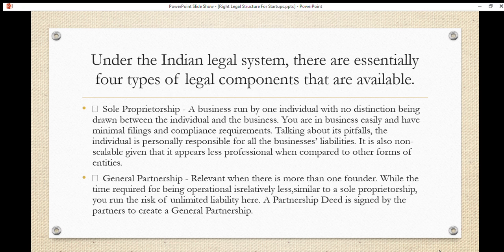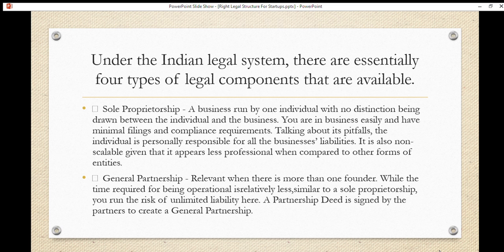Now we are going to talk about the Indian legal system. There are essentially four types of legal structures that are available. First thing is the sole proprietorship, a business that is run by one individual with no distinction being drawn between the individual and the business. Means there is no difference between the founder and the business. Both are the same.